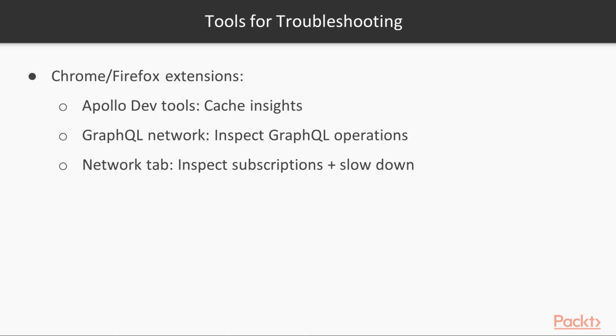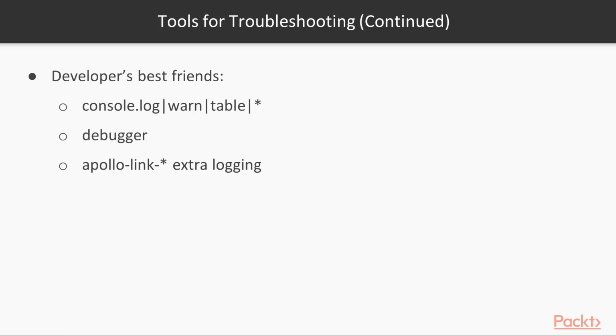But first, let's start with troubleshooting. We already saw some tools, we used them in the browser. For instance, there are the Apollo Dev tools, so we can have a look into the cache. And to inspect the GraphQL operations, there's this GraphQL network. And of course, we can also see how our subscriptions work and can also slow down or simulate a bad network on the network tab. And of course, there are the developer's best friends, the console log and the debugger. And optionally, we could also add a specific Apollo link, which adds some extra logging.